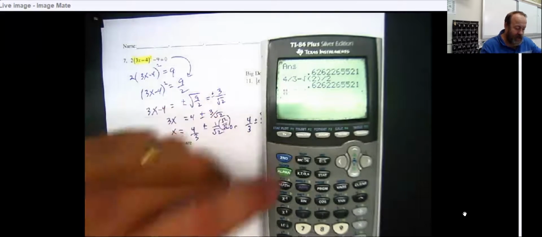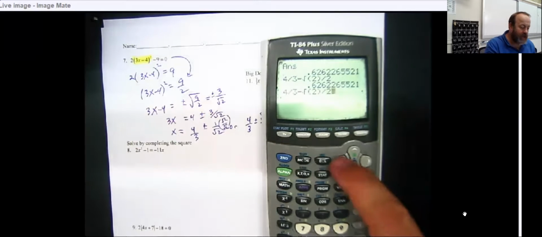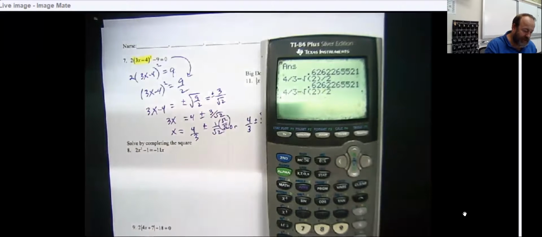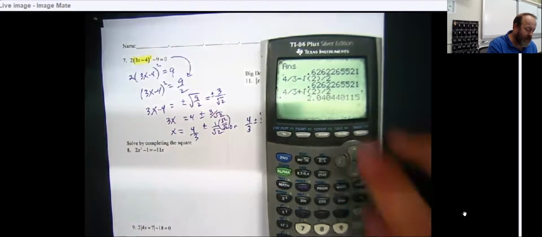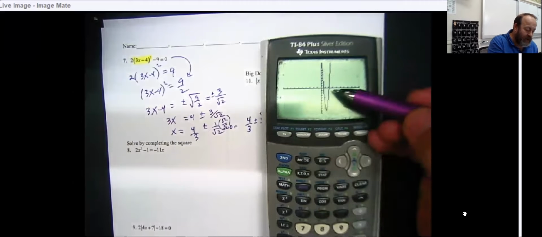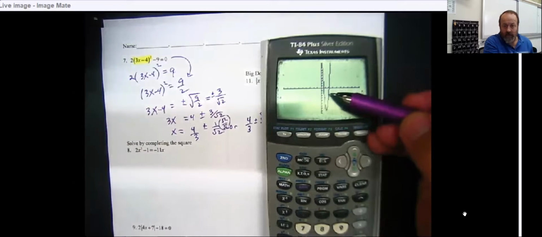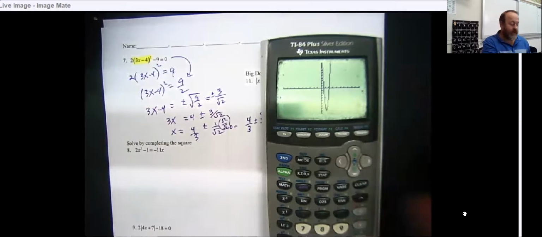And if I hit second enter, it will repeat what I did, and I could go back and edit this and make that a plus. And this decimal, 2.040, would actually match this value right here, which I'm not going to take the time to do in this video, but we could if we wanted to.